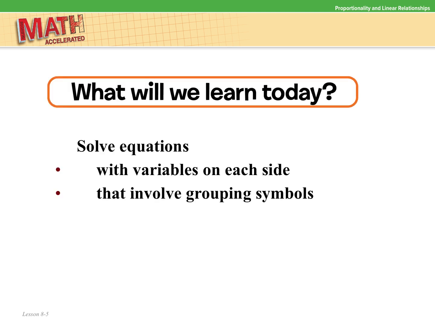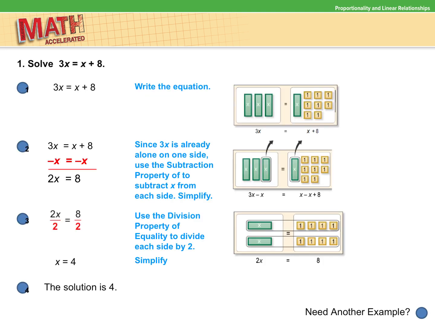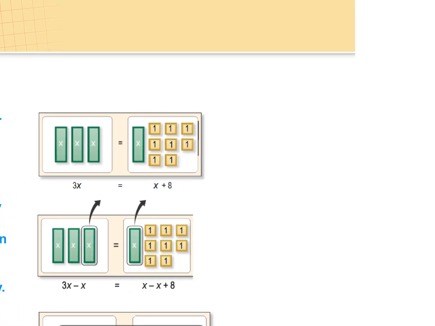Today we're going to be solving equations with variables on both sides. Yay! Variables on both sides. Okay? So we're going to be combining like terms, and we're just adding one extra step that we have to do before we solve. That's it. One extra step. Okay? So looking at this example here, we have 3x equals x plus 8.